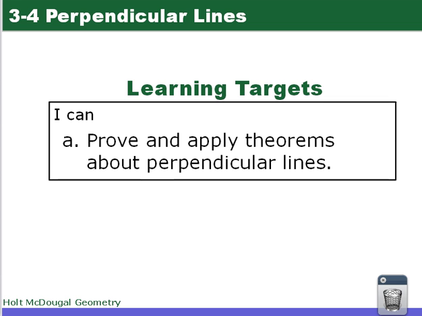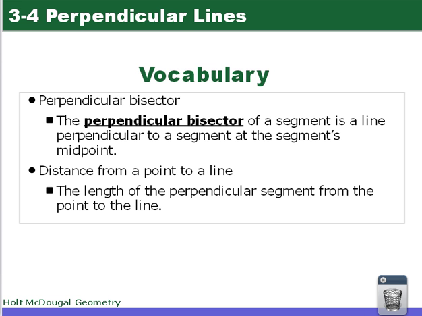Today we have one learning target. It is I can prove and apply theorems about perpendicular lines. We have two definitions we need to go over. First is perpendicular bisector. So the perpendicular bisector of a segment is a line perpendicular to the segment at the segment's midpoint. So what does that look like?